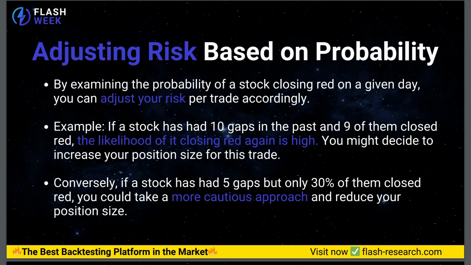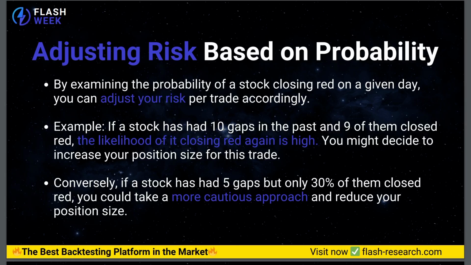Don't worry, man. So I was telling that when a stock has a lot of gaps in its history and a lot of those gaps close red on the day, you can say there's a higher probability of the gap you are looking at that day closing red. You might decide to increase your position size for this trade because there's more likelihood, since on other days you have seen such price action, such behavior. Conversely, if a stock has had 5 gaps but only 30% of them close red, you could take a more cautious approach and reduce your position size.